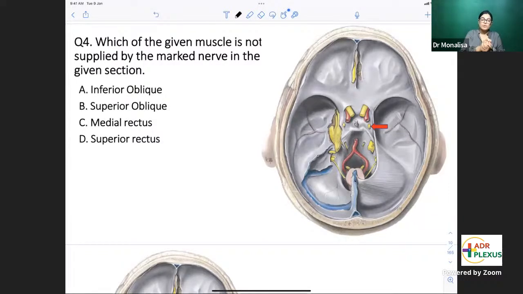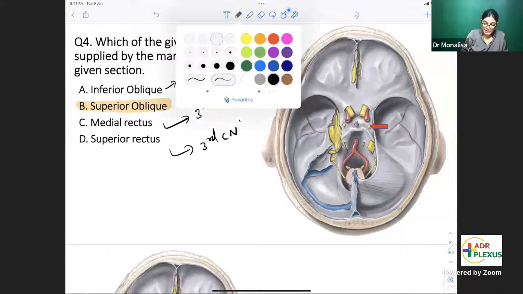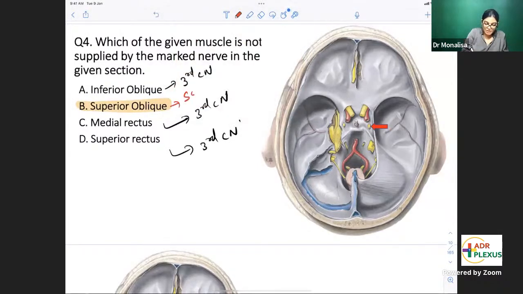And how you can approach it, I will tell you, because here you can say inferior oblique is getting its nerve supply from the third cranial nerve, medial rectus from the third cranial nerve, superior rectus from the third cranial nerve. So only the superior oblique is the odd man out, which is getting its innervation from SO4, that is the trochlear nerve. So definitely B is the right answer.